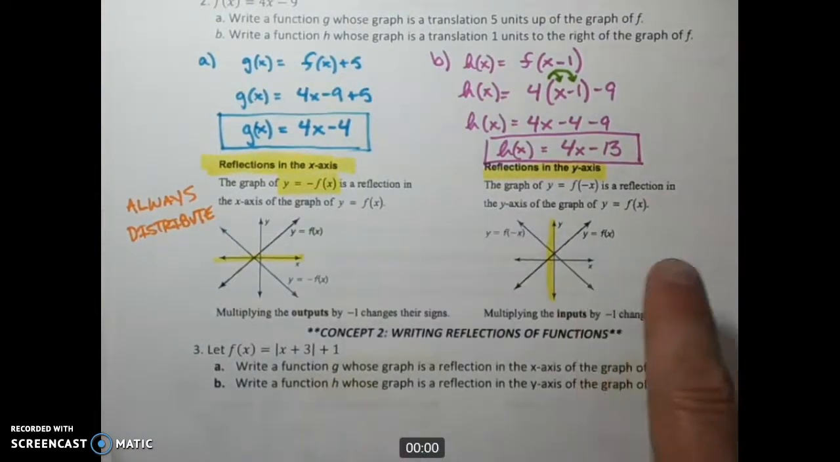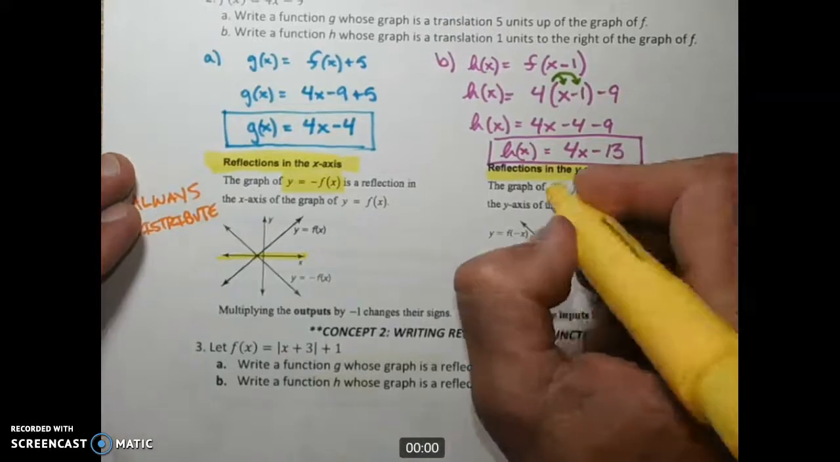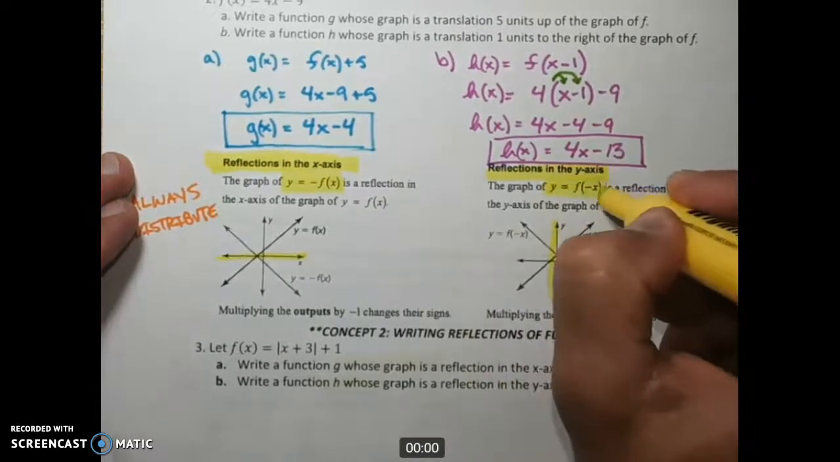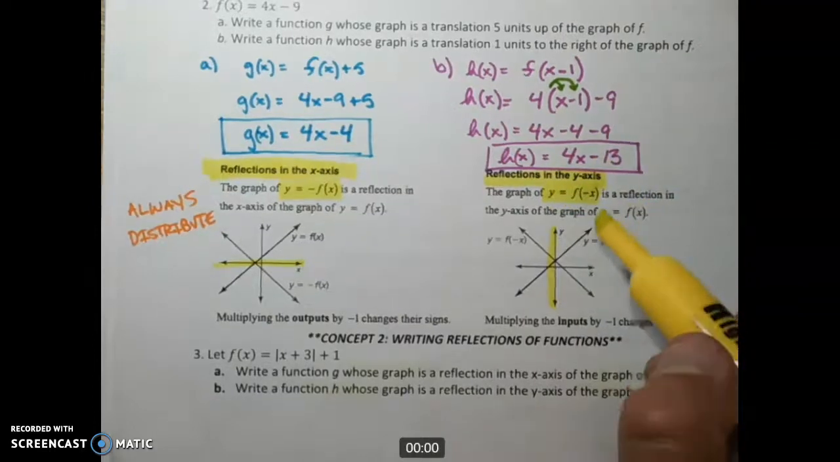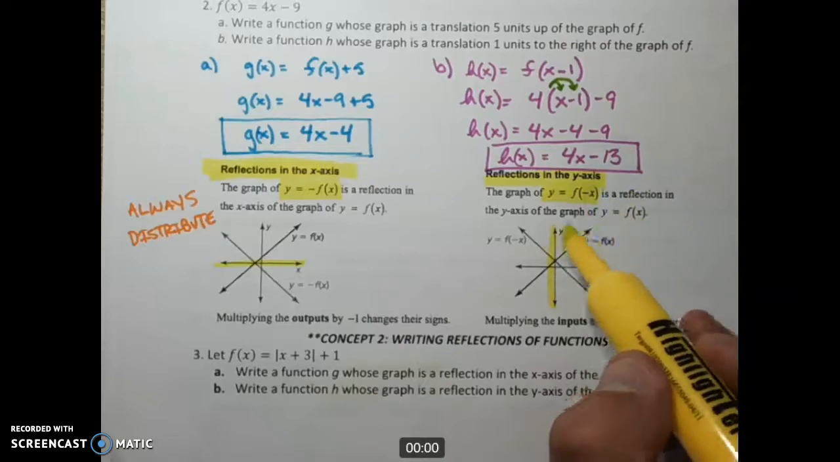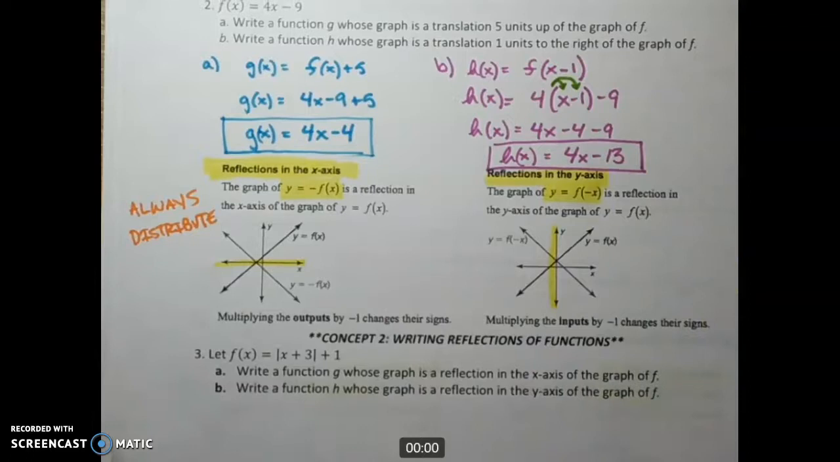Next, over here, reflection in the y-axis is y equals f of the opposite of x. And now you can see that's inside the grouping, inside the parentheses. And that changes things. You don't need to distribute unless you have something in there you want to factor out, but you're not distributing at this point. So there's the difference. I'm going to go ahead and walk you through a couple of these.